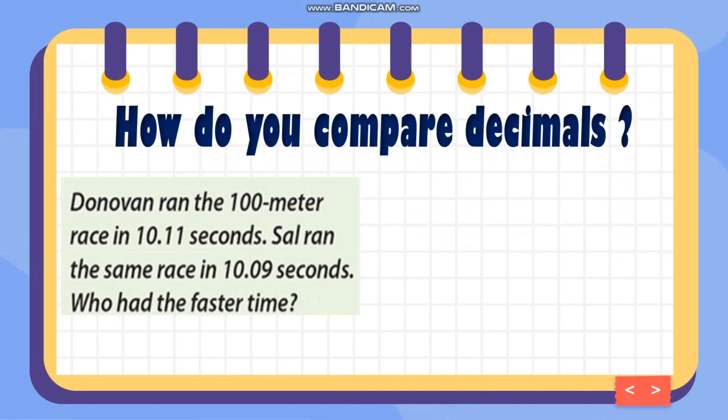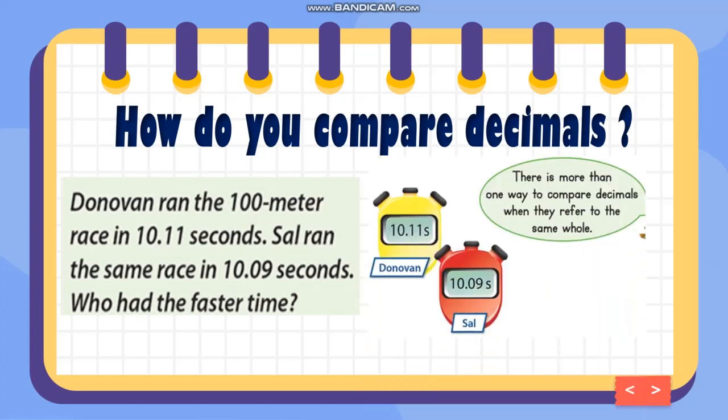Donovan ran the 100-meter race in 10 and 11 hundredths seconds. Sal ran the same race in 10 and 9 hundredths seconds. Who had the faster time? There is more than one way to compare decimals when they refer to the same whole.